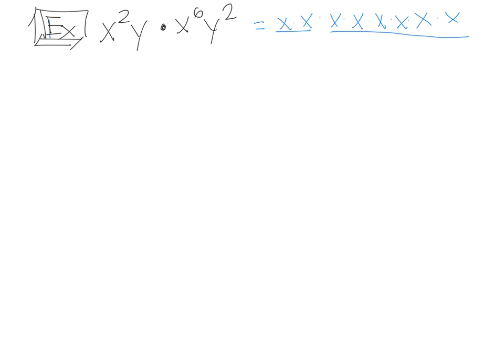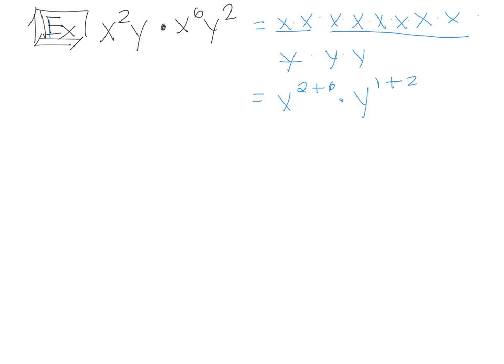Then I have 1 y. I'm just going to put a multiplication sign and bring it on down here. And then I have 2 more. 1, 2. So then combine everything. You have x to the 2 plus 6 times y to the 1 plus 2.